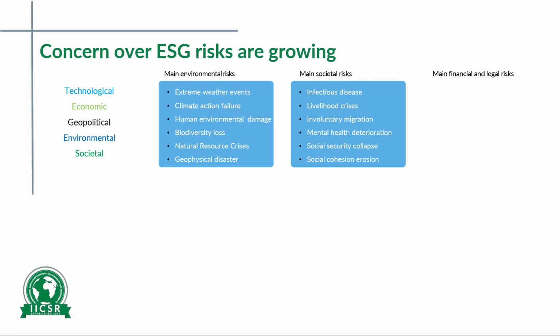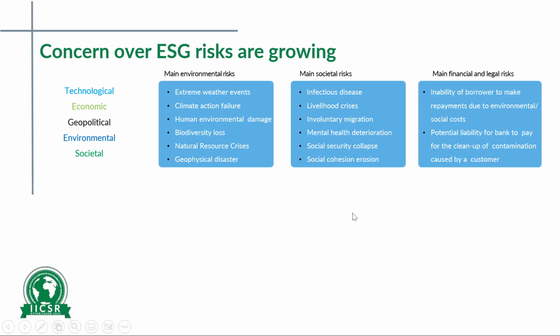Okay, go ahead. Now let's talk about main financial and legal risks. Only main, detail में नहीं, but legal तो बहुत है, governance वाला issues, violation, penalty हो गया. So 2 things which I want to highlight: inability of borrower to make repayments due to environmental and social costs. It is self-explanatory, but can you give a hypothetical situation or a live example if you are aware of?